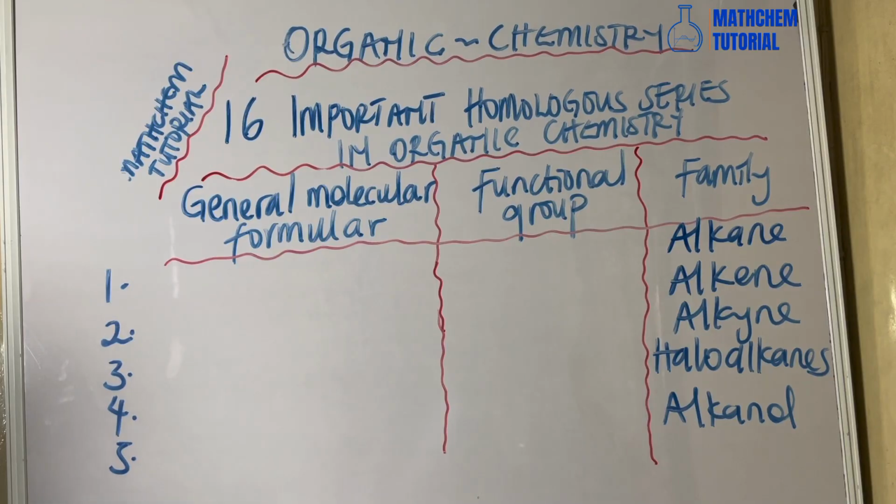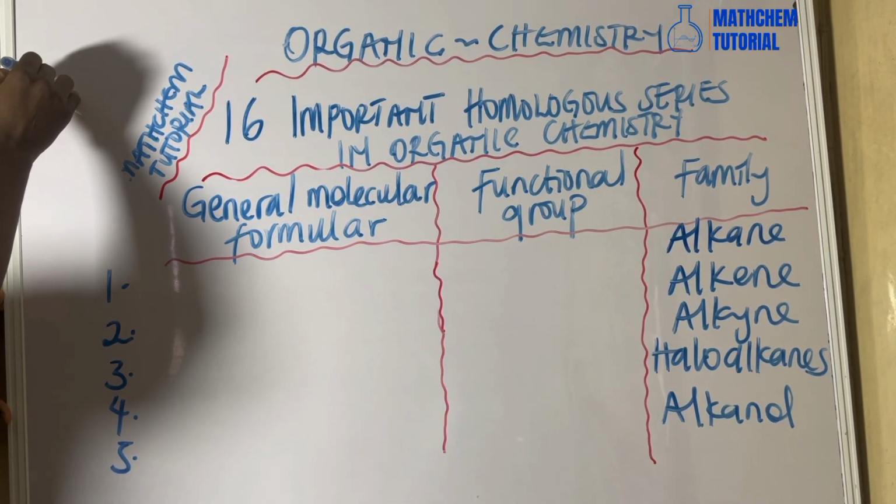So now, let's start with the first one, alkane. But before I start with alkane, I will firstly give you the prefix of the first 10 members of a homologous series. The first one is meth.